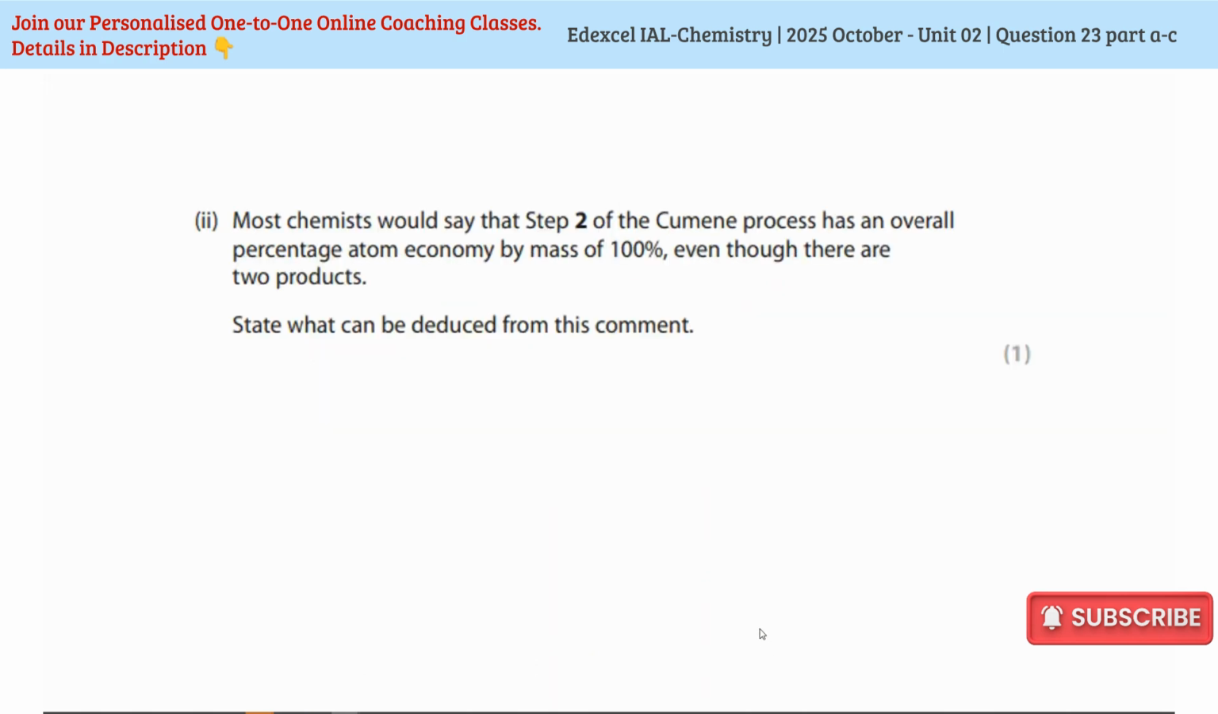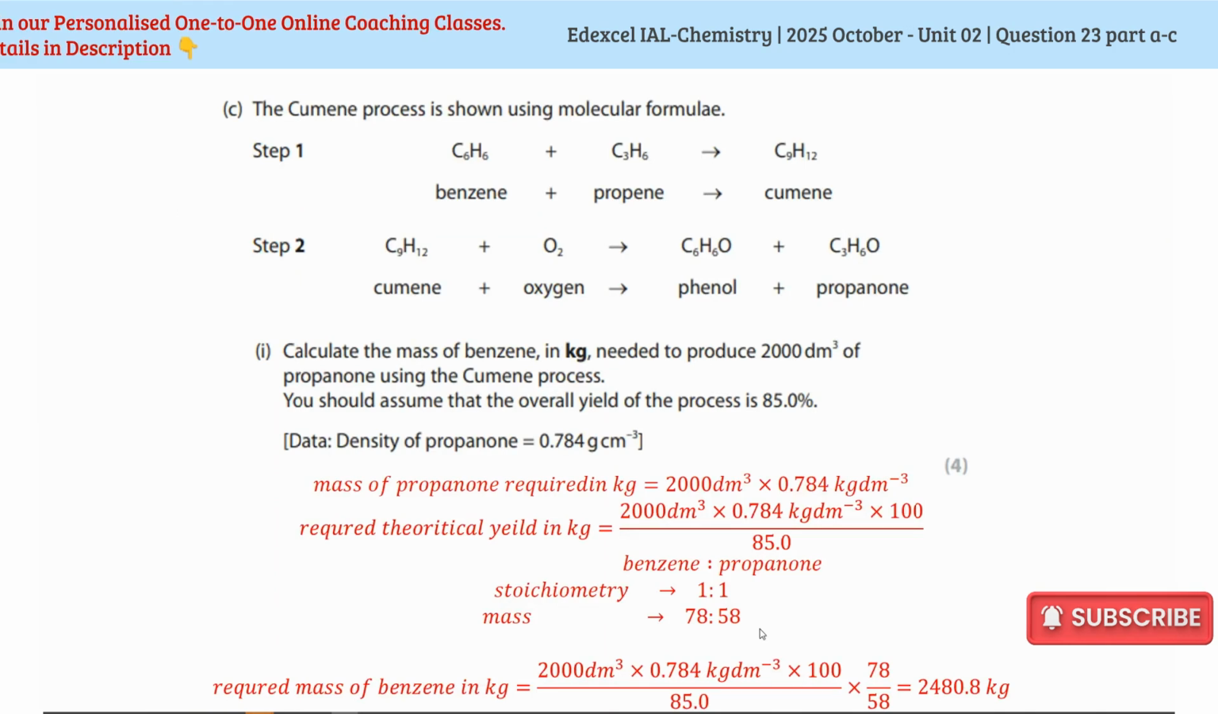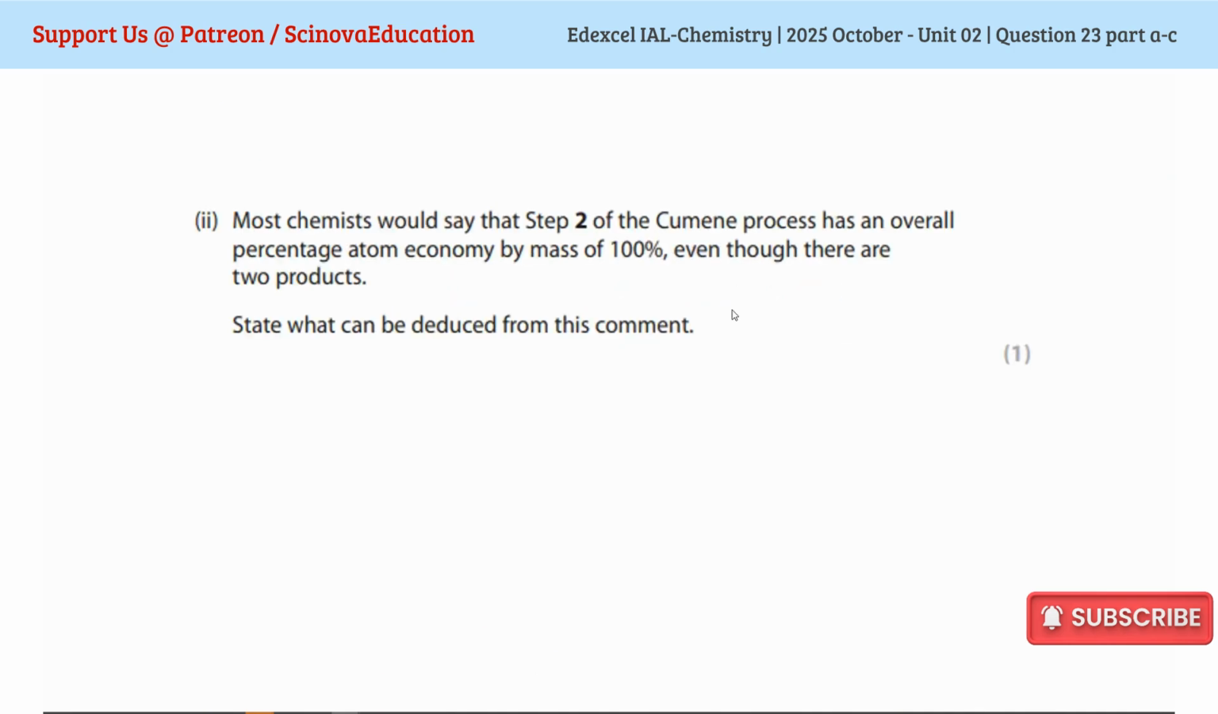Most chemists would say that step 2 of the cumene process has an overall percentage atom economy by mass of 100%, even though there are two products. State what can be deduced from this comment. Okay, let's go back to step 2 and see. If you carefully look at it, propanone mass is very low compared to the other product, but still the chemists are saying that it is a 100% efficient, 100% atom economy process.